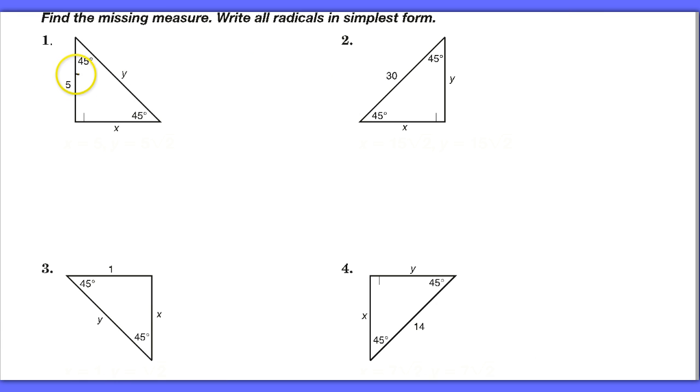Number 1, we have a 45-45-90. One of the legs is 5, so that means that the other leg, x, is equal to 5 as well. And then to go from leg to hypotenuse, we get bigger, so we multiply by root 2, so y is equal to 5 root 2.